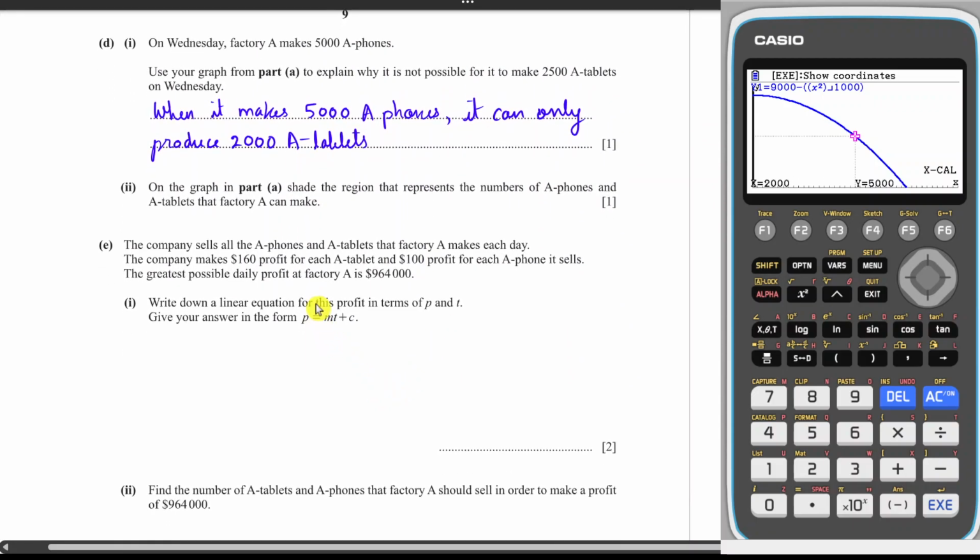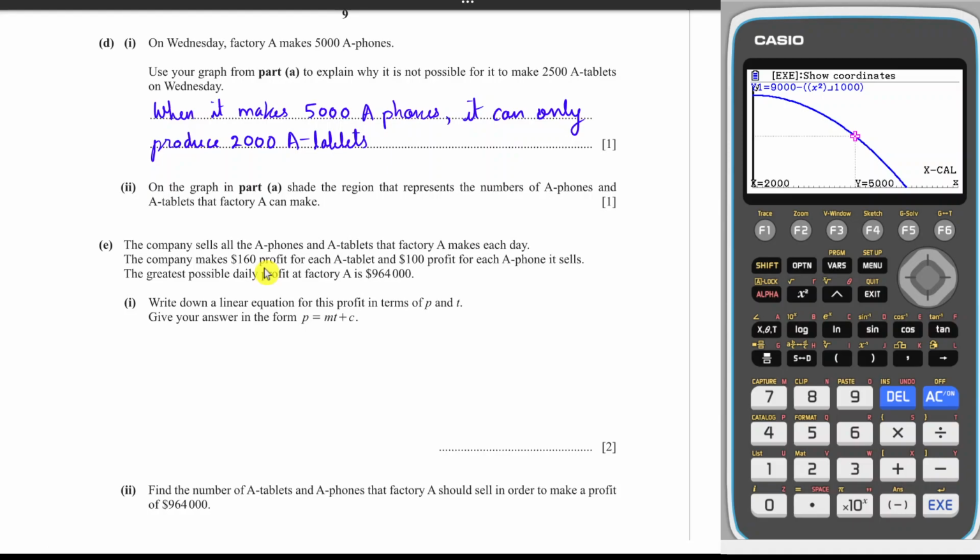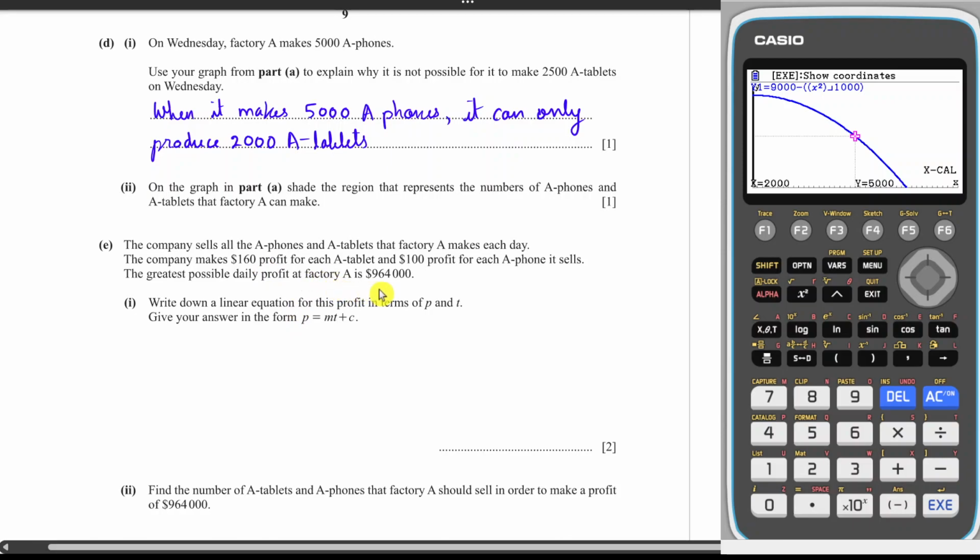Now the E part, the company sells all the A phones and A tablets that the factory A makes each day. The company makes $160 profit for each A tablet and $100 profit for each A phone that it sells. The greatest possible daily profit at factory A is $964,000. Write down a linear equation for this profit in terms of P and T.